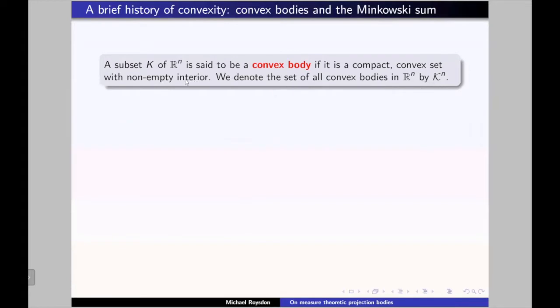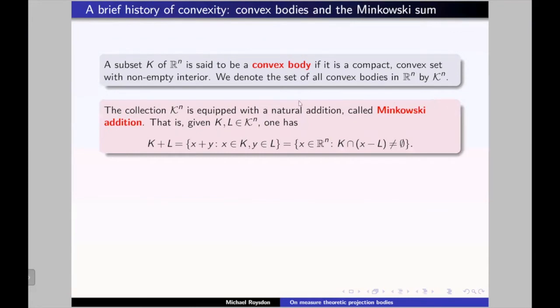I'll always call a subset K of R^n a convex body if it is compact, convex, and always has non-empty interior. Some people take one-point sets, but for the talk, we'll always assume that the interior is non-empty. And just for shorthand, I'll denote the set of all convex bodies in R^n by script K to the n.